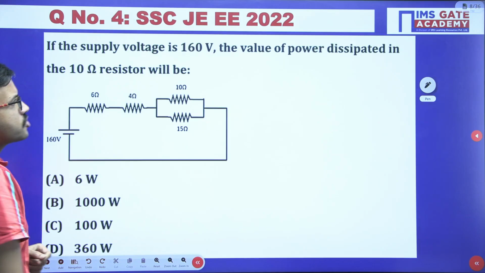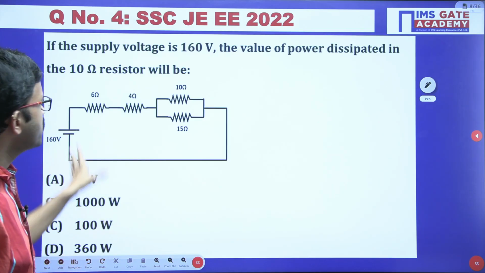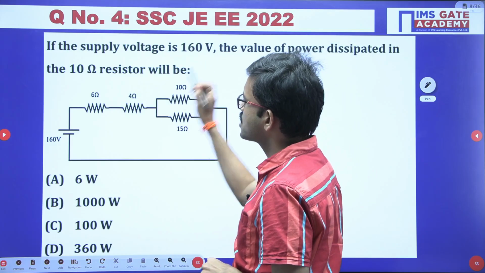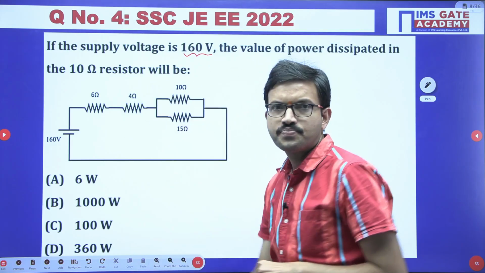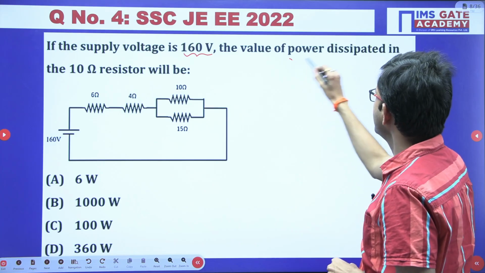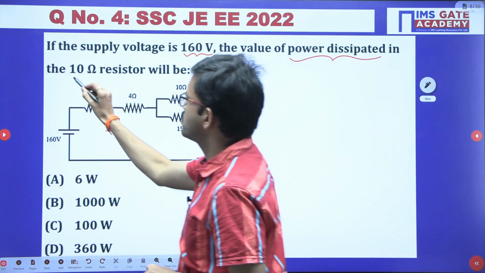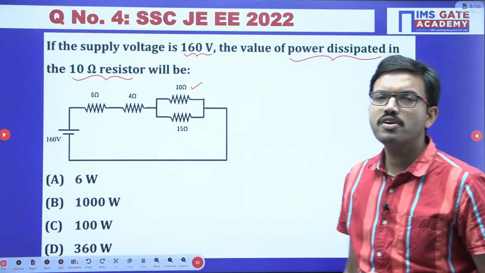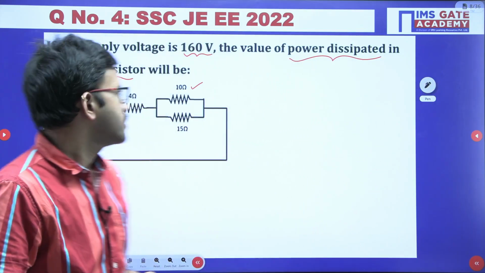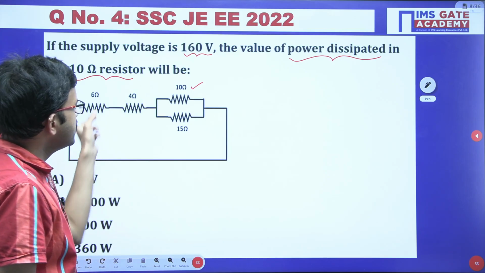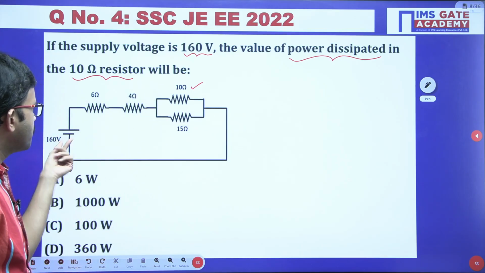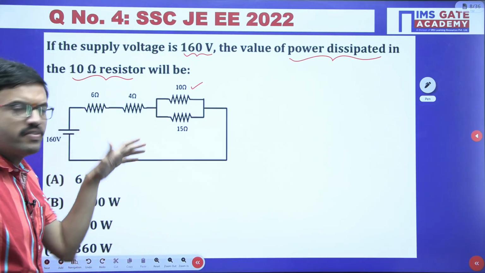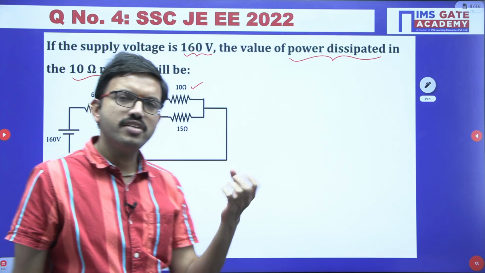Next question. In this question, you have a circuit diagram like this. The supply voltage is 160 volt. We need the power dissipated in the 10 ohm resistor. Here you have the 10 ohm resistor; in this particular resistor, how much power is dissipated? Here you can observe that in this entire circuit you have only one supply and then resistors. Obviously this source is delivering the power, whereas all the resistors will definitely be absorbing the power.